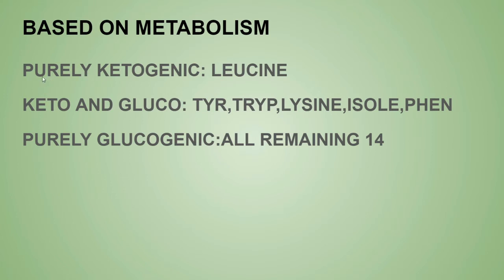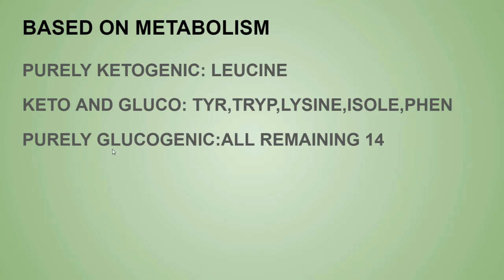Okay. Now first of all, purely ketogenic, that means in the metabolic pathway, the amino acid will be converted purely into ketone bodies. For example, leucine. Ketogenic and glucogenic, that means in the metabolic pathway, the amino acid will be converted into ketone bodies or into glucose. For example, tryptophan, tyrosine, lysine, isoleucine and phenylalanine.